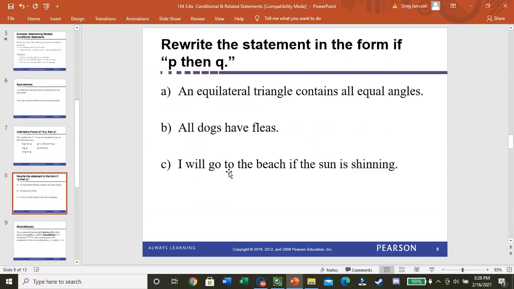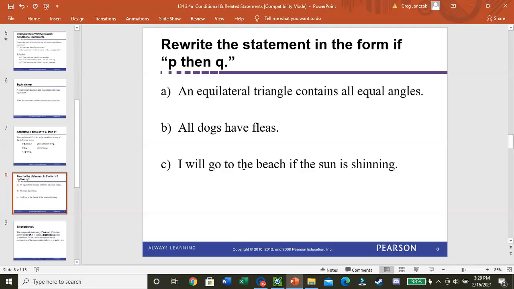Okay, so rewrite the statement in the form if P then Q. What I like to do is define what P and Q are. So in this case, equilateral triangle is the P, and the Q is all angles are equal.